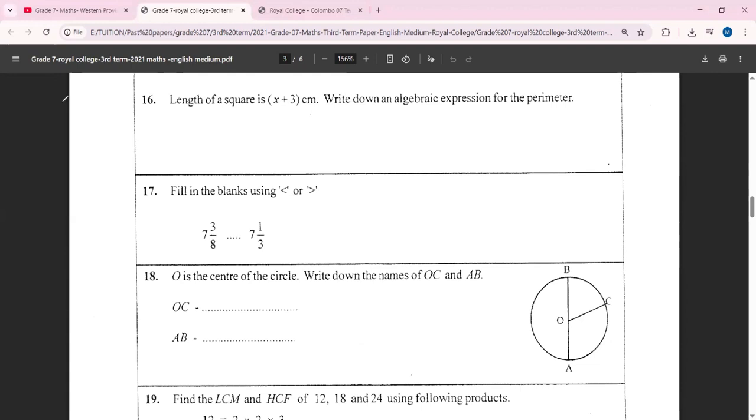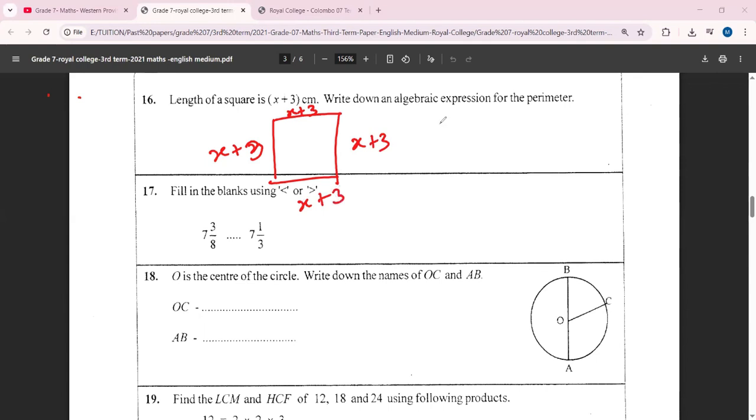In this one, the side length of a square is x plus 3. Write down an algebraic expression for the perimeter. So if you have a square, the length of one side is x plus 3. So this side is x plus 3 and this side also x plus 3. This is x plus 3. This is also x plus 3.